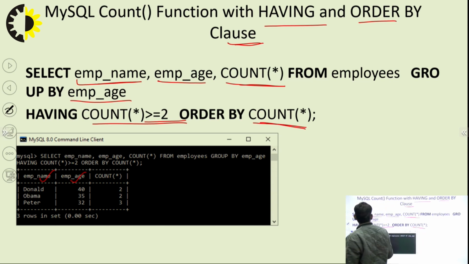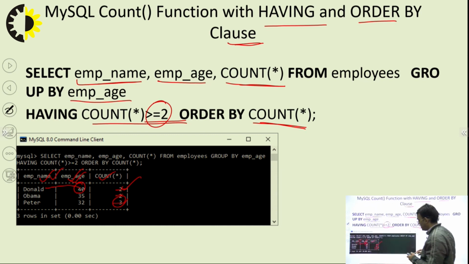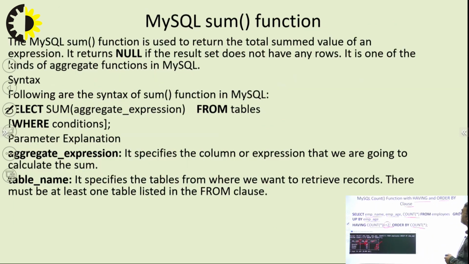It means here in this query we are just counting. We are grouping on the basis of the employee age. It means how many employees are of age 40, and how many employees are there. It will count. If the number is greater than 2, then it will display. It means if there are only 3 attributes, that is employee age and count. Here Donald, that is 2, Obama, that is 2, and that is 3. That is about the count function with the having and order by clause.